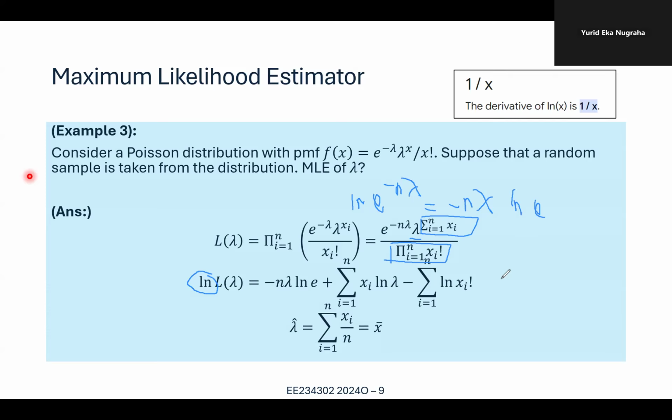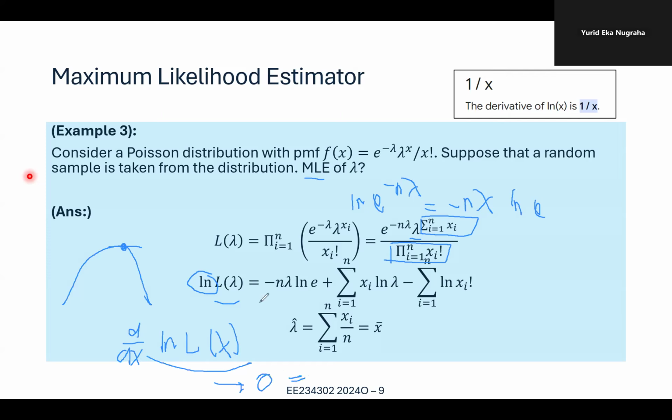Now we try to differentiate this with respect to lambda, because this is a function of lambda, right? So you have ln lambda here. If we try to find the maximum likelihood estimator, which means we try to find a maximum point here, the derivative is zero, right? So the derivative of ln L(lambda) is zero.